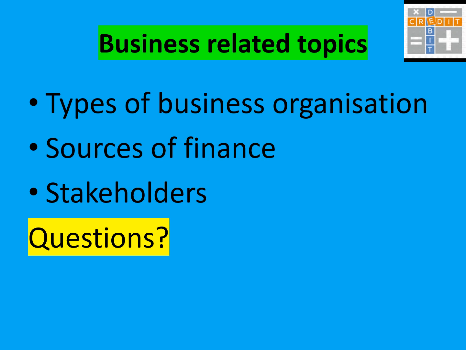So, question 1. The smallest type of business ownership is called a sole trader. Can you think of any other types of business organisation? Question 2. A business could raise finance by, for example, arranging a bank overdraft. But can you think of any other methods to raise finance? And question 3. One group interested in a business would be the owners. But again, can you think of any other groups of stakeholders?